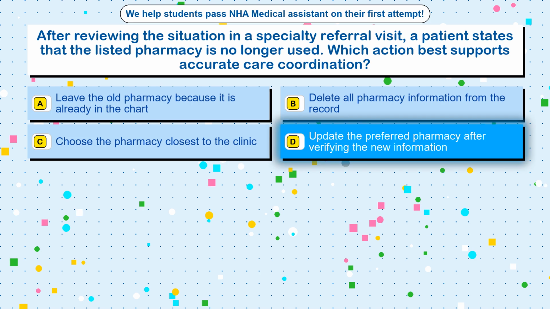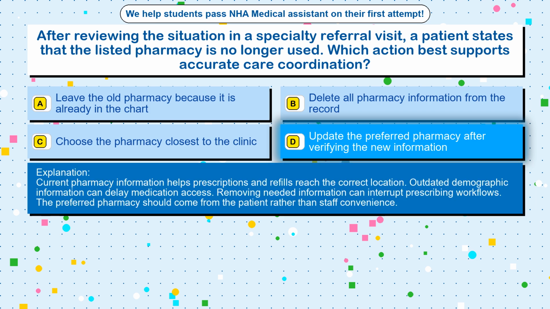The correct answer is option D, update the preferred pharmacy after verifying the new information. Current pharmacy information helps prescriptions and refills reach the correct location. Outdated demographic information can delay medication access. Removing needed information can interrupt prescribing workflows. The preferred pharmacy should come from the patient rather than staff convenience.